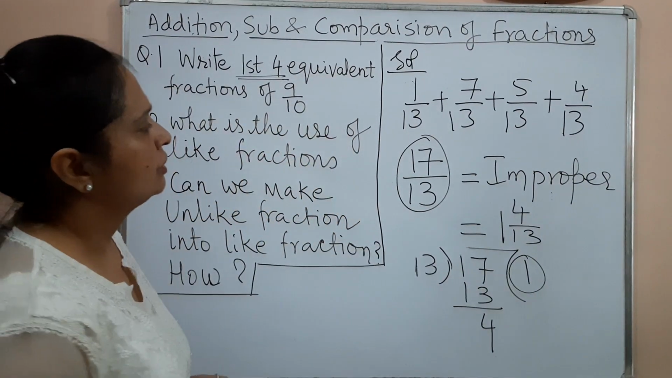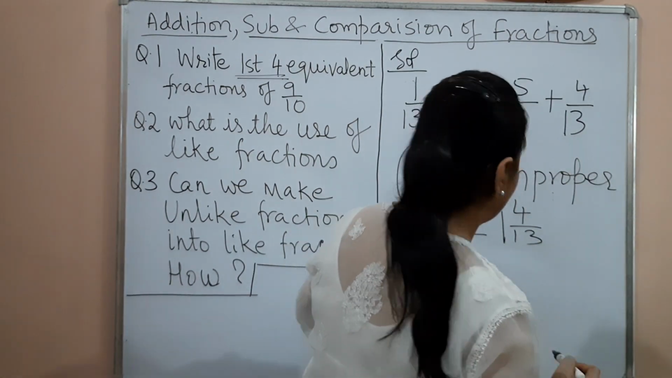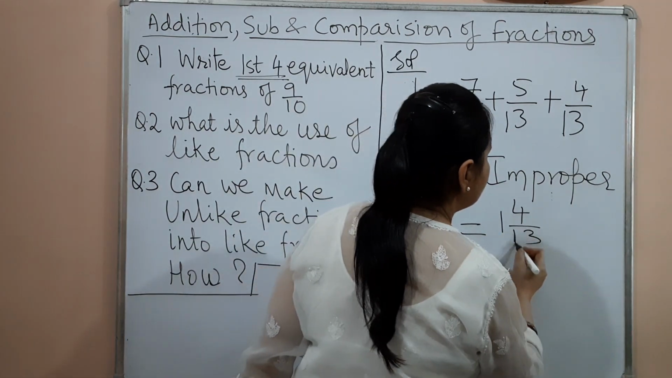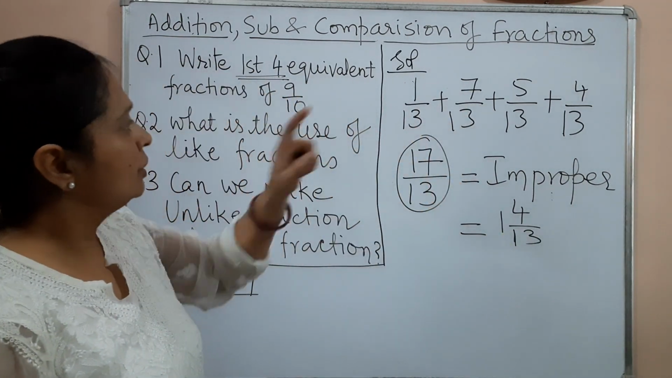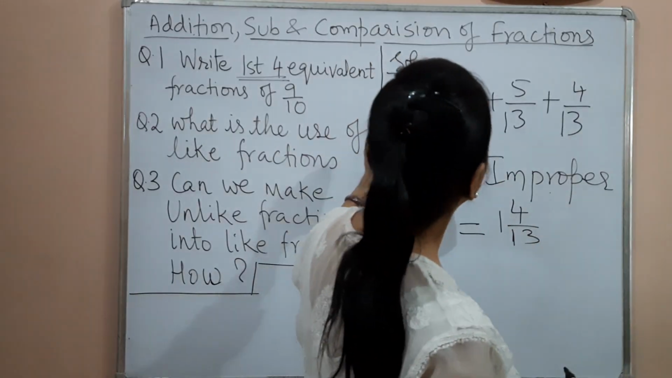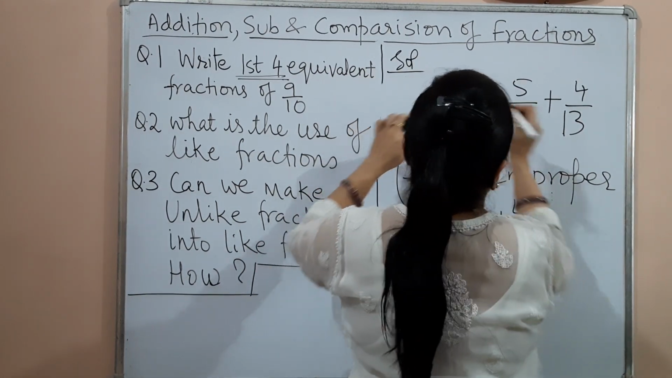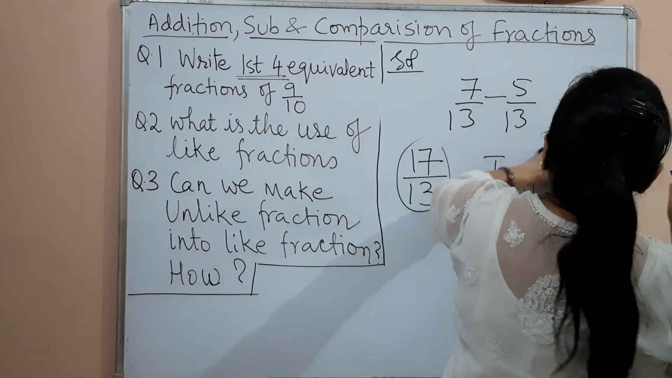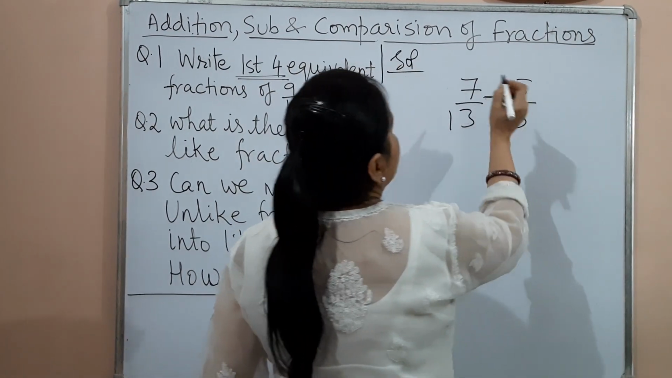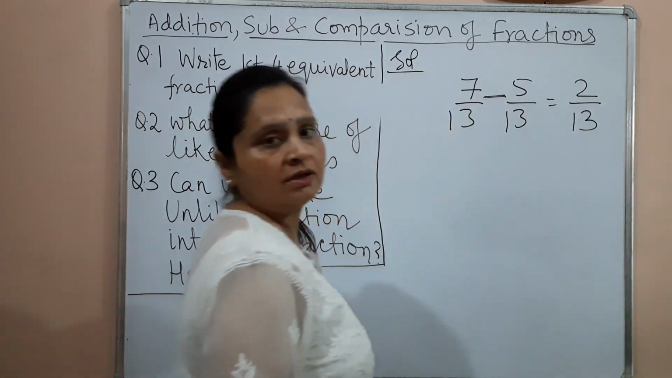Alright? So if it was improper, we made it proper, and the proper fraction will be in the mixed fraction. Proper fraction is your mixed fraction. Alright, so we could easily add them. Now suppose I am asked to subtract these two numbers and they are like terms. These two numbers I want to subtract. Subtraction means only two numbers we can subtract, and 7 minus 5 is 2. 2 out of 13. This is your answer.